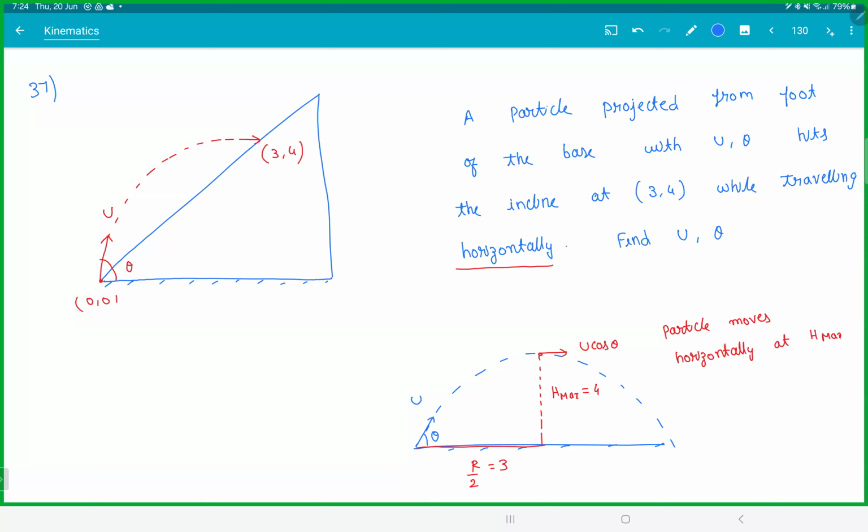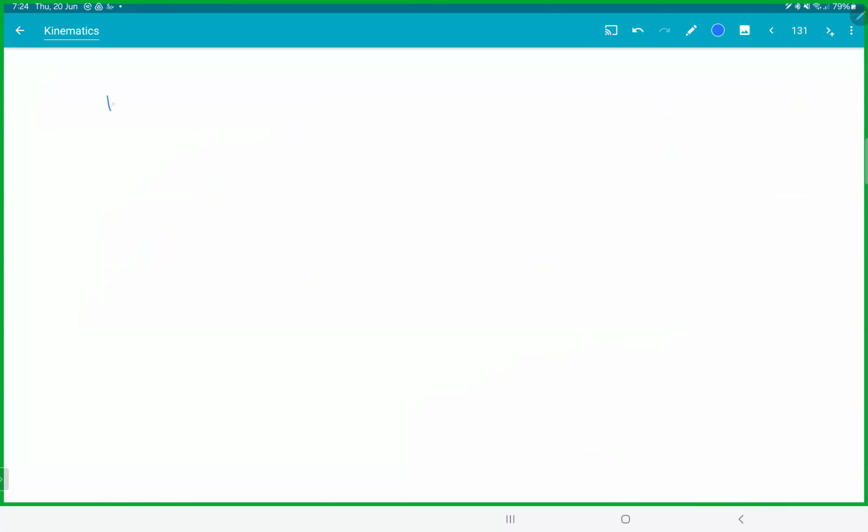U is root 730. So h max is u square sine square theta by 2g, which is 4. Range is u square sine 2 theta by g, which is 6. So if I divide h by r, u square will cancel. Sine square theta by 2, and this will be sine 2 theta, and this is 2 by 3. Sine 2 theta is 2 sine theta cos theta. That turns out to be tan theta equal to 8 by 3.